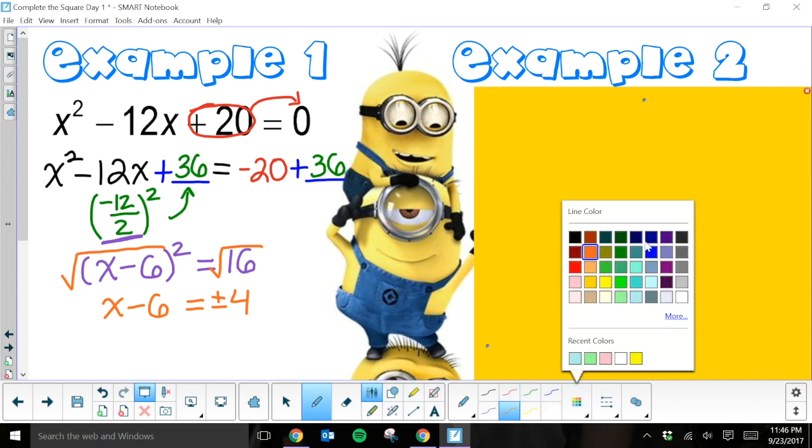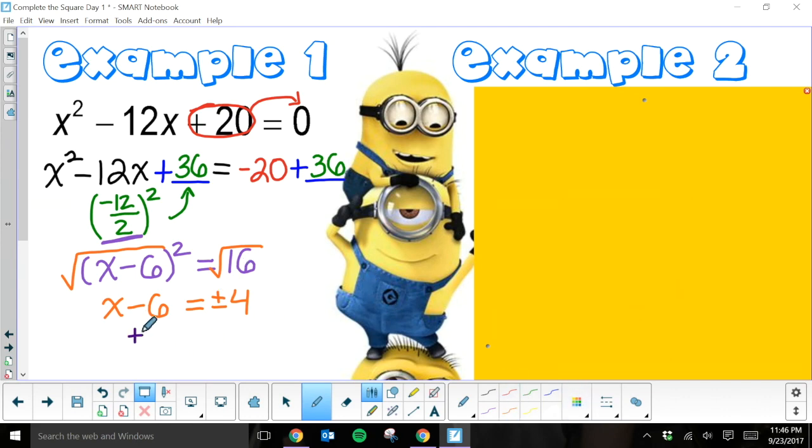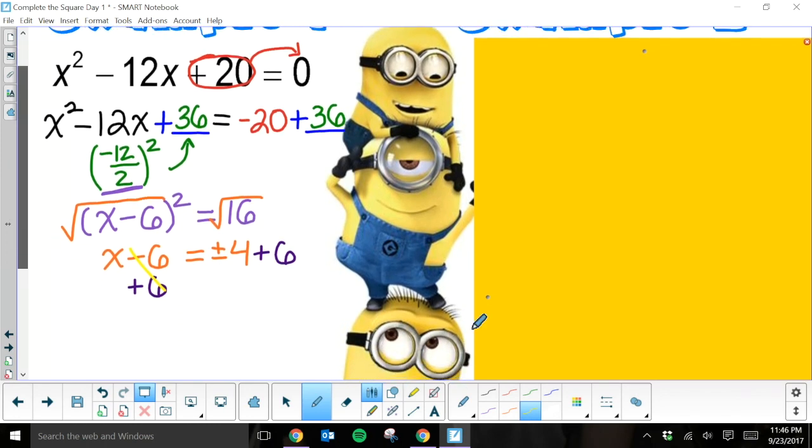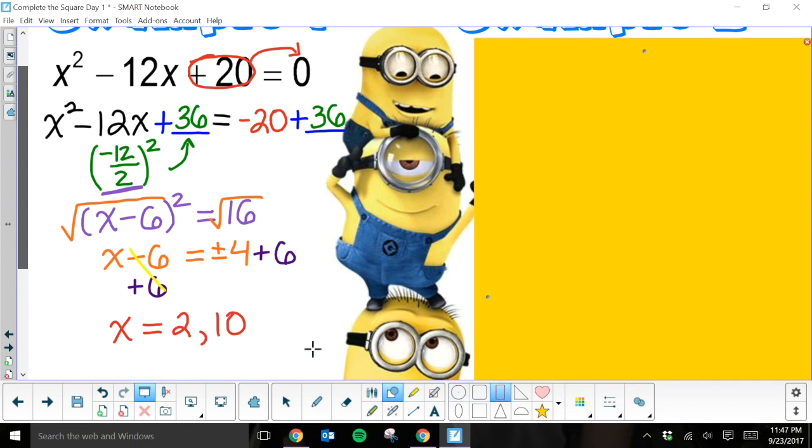A lot of people lose points for that. And then we're going to go ahead and add 6 to both sides. And I'm going to go ahead and cross that off with yellow so you can still see my work. That's where we get both answers from. So I have x, and I'm going to put my final answer in red. Negative 4 plus 6 is positive 2. Positive 4 plus 6 is positive 10. So that's where you always get those two solutions from when you complete the square.